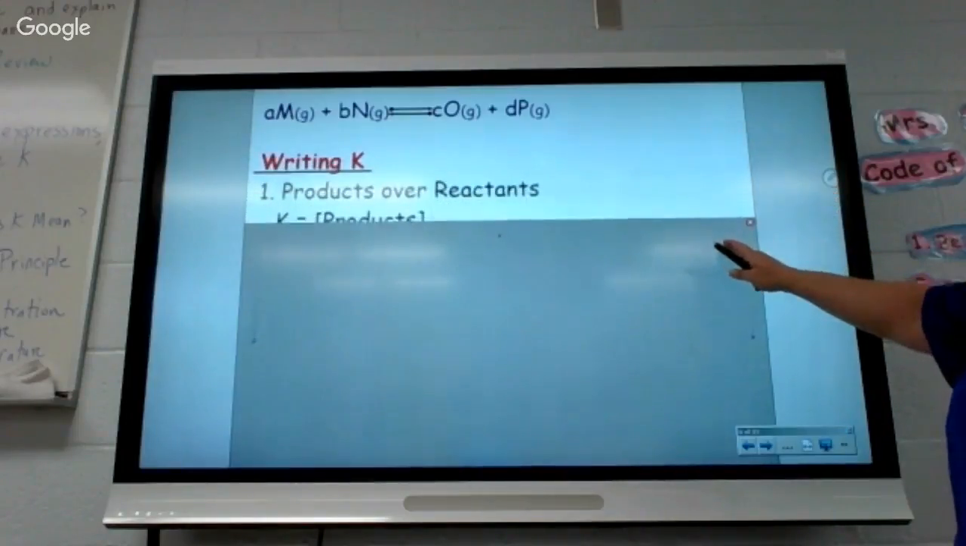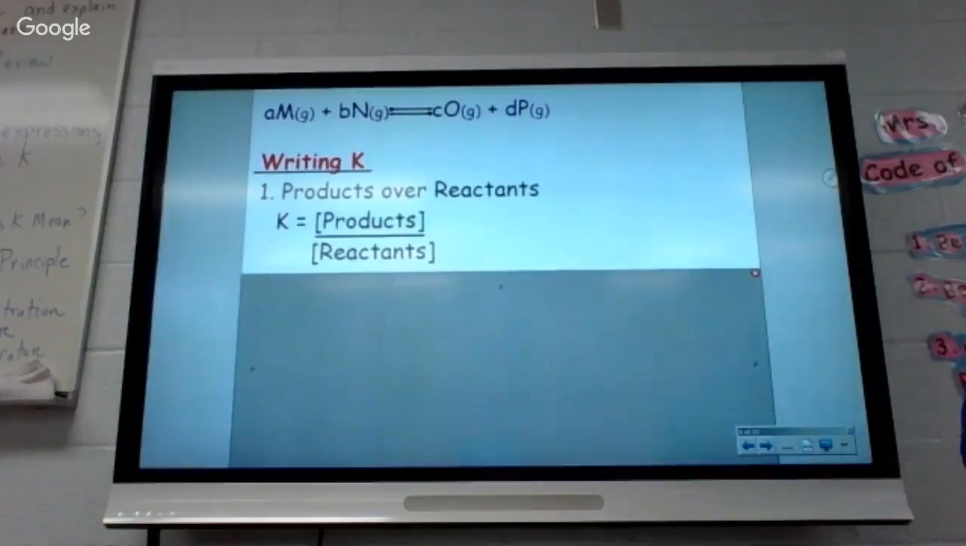Step number 1. We always do products over the reactants. K is always equal to products over the reactants. This is always the missed step in writing K. Universally, on an exam, on a test, it will be the most missed part of the quiz Monday. What do you suppose people do? They switch it up and they put what on top? Reactants. Yep.